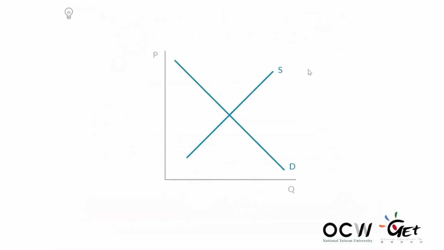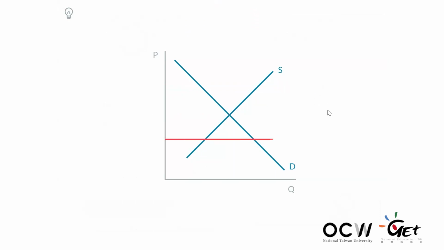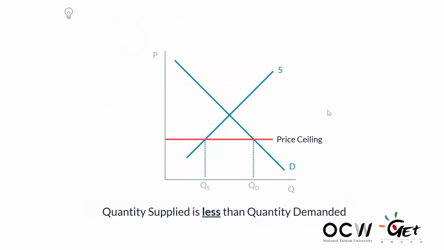The key thing for price control is this. A price ceiling means that you cannot sell above this price. But if it's above the original equilibrium price, it's not binding. So no problem. In this case, it's business as usual. But if the price ceiling is below the equilibrium price, then now it's binding.